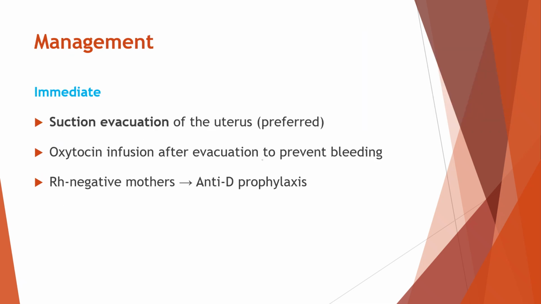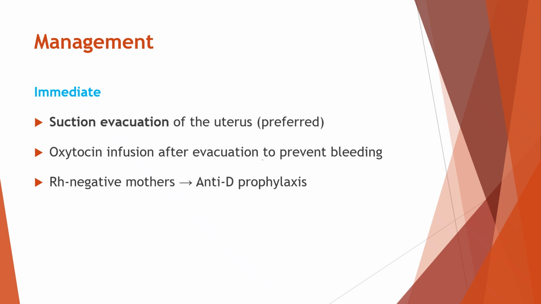Let's see about the immediate steps taken to manage a molar pregnancy. The preferred treatment is suction evacuation of the uterus. This procedure gently removes the abnormal tissue and helps empty the uterus completely. After the evacuation, an oxytocin infusion is given. Oxytocin helps the uterus contract, which reduces bleeding and lowers the risk of complications.